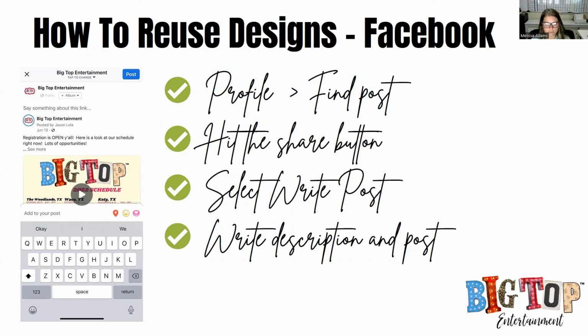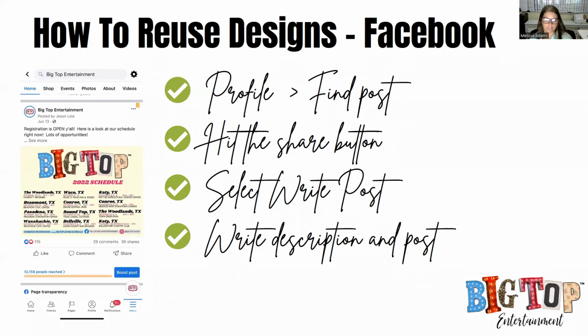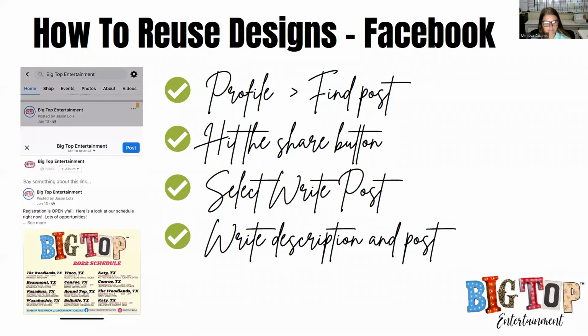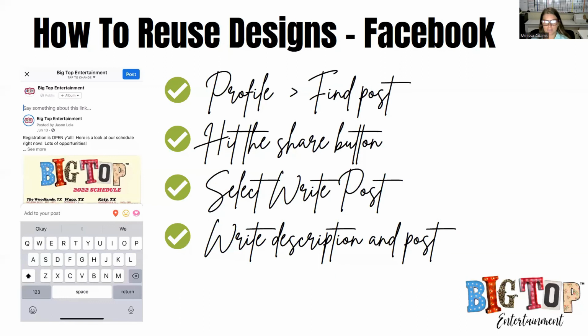All you do is go to the post, hit the share button, select write a post, and then you can write an updated description or not, and just repost it. It'll go back into the feed, so it gets redistributed and also reposted onto your feed. This is great because all of the organic algorithm points we've already received, the 13,000 people who've seen it, all the shares and all the comments, carry over with that new reshare.